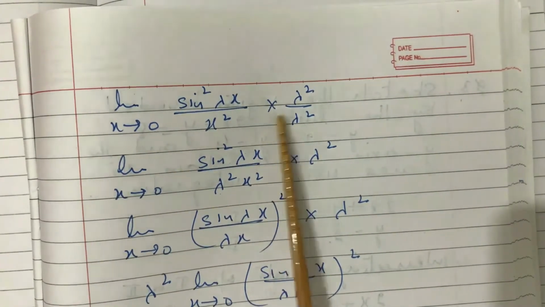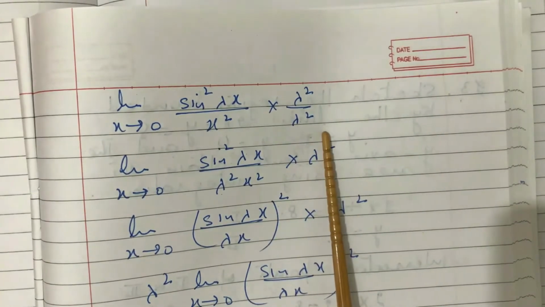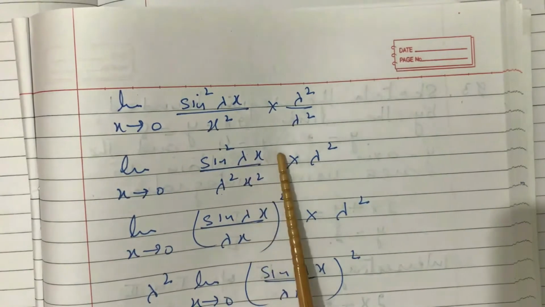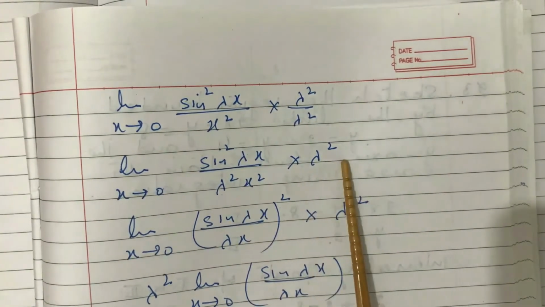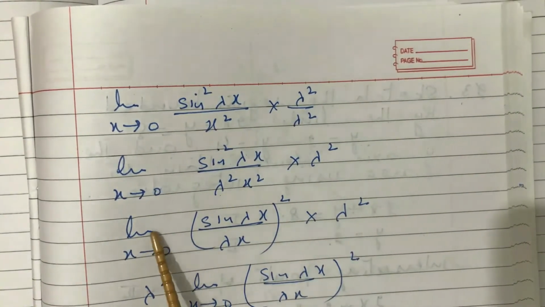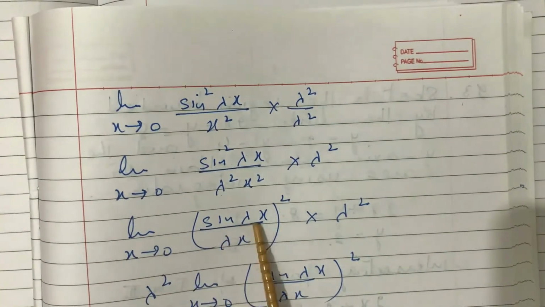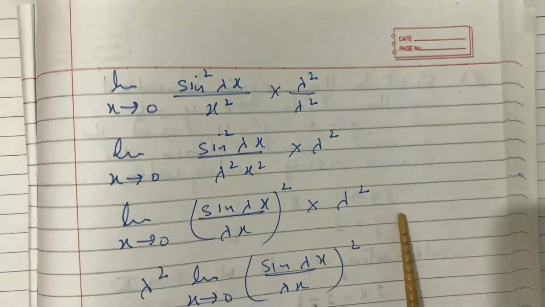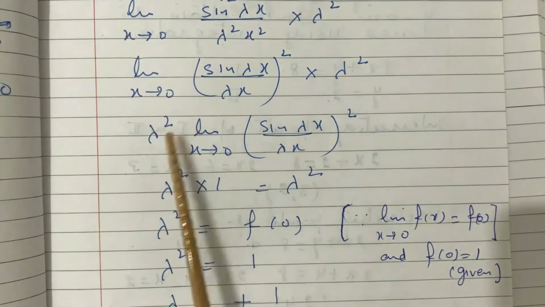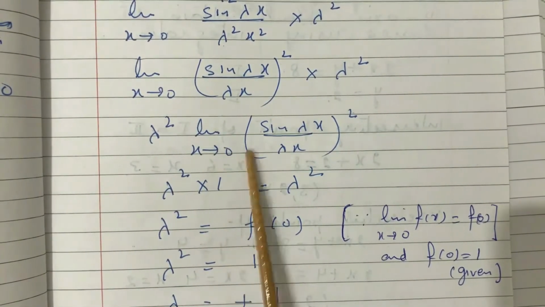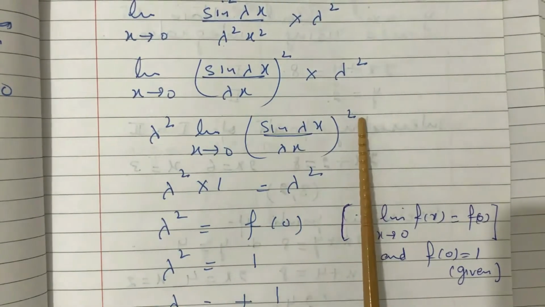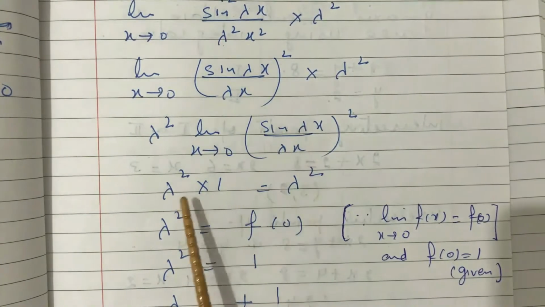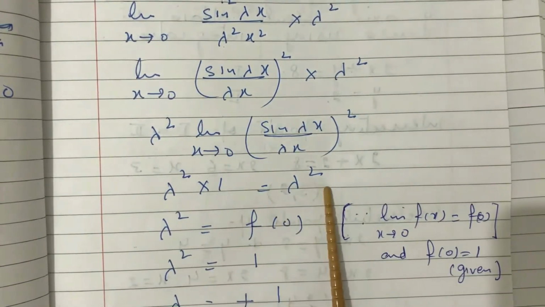Now multiply and divide by lambda square. We will have limit x tends to 0 of (sine square lambda x) upon (lambda square x square) into lambda square. So this is equal to limit of x tends to 0 of ((sine lambda x) upon lambda x) whole square into lambda square. This is equal to lambda square into limit of x tends to 0 of ((sine lambda x) upon lambda x) whole square. This limit is equal to 1. So lambda square into 1, that is equal to lambda square.